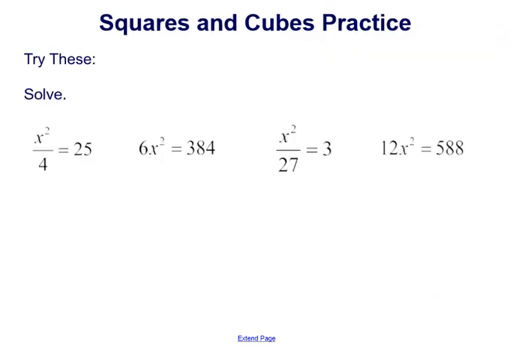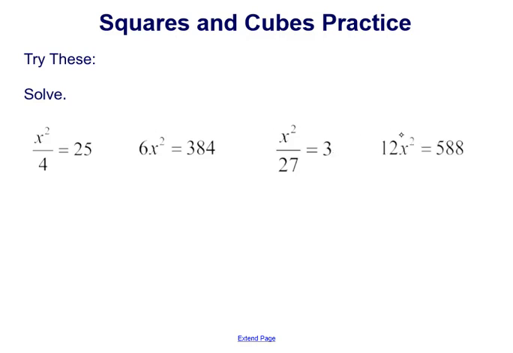Now let's look at perfect squares and perfect cubes and square roots and cube roots with equations. So here we have 4 different equations and we're asked to solve, which means in all 4 equations we're trying to isolate x. So we have x squared divided by 4 equals 25. 6 times x squared equals 384. X squared divided by 27 equals 3, and 12x squared equals 588.